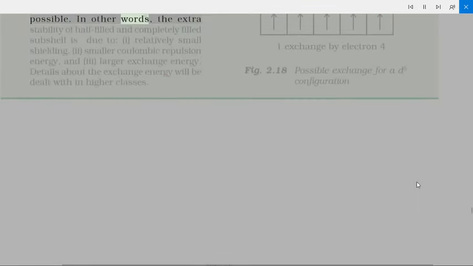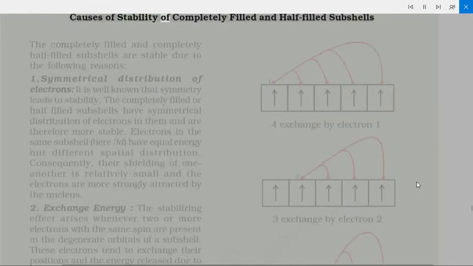In other words, the extra stability of half-filled and completely filled subshells is due to 1. relatively small shielding, 2. smaller Coulombic repulsion energy, and 3. larger exchange energy. Details about the exchange energy will be dealt with in higher classes. Fig. 2.18: Possible exchange for d5 configuration. Causes of stability of completely filled and half-filled subshells.